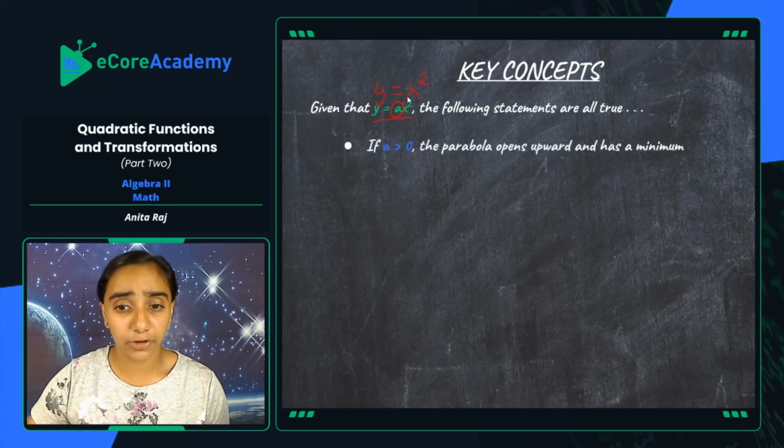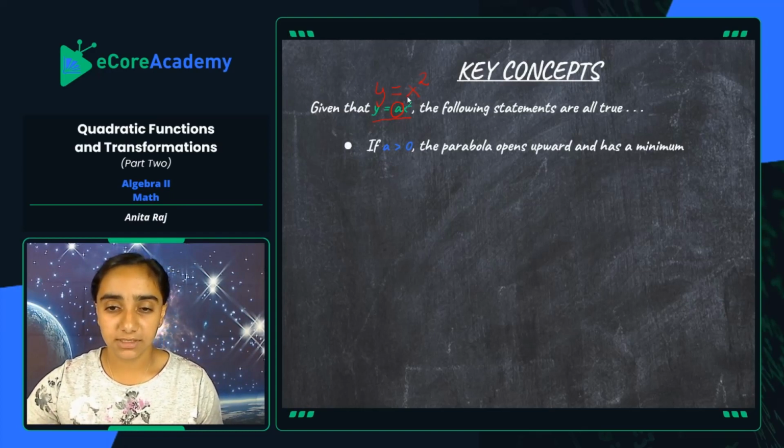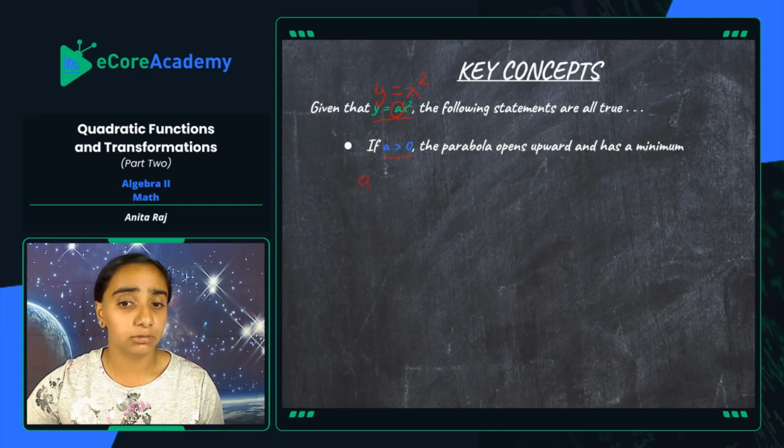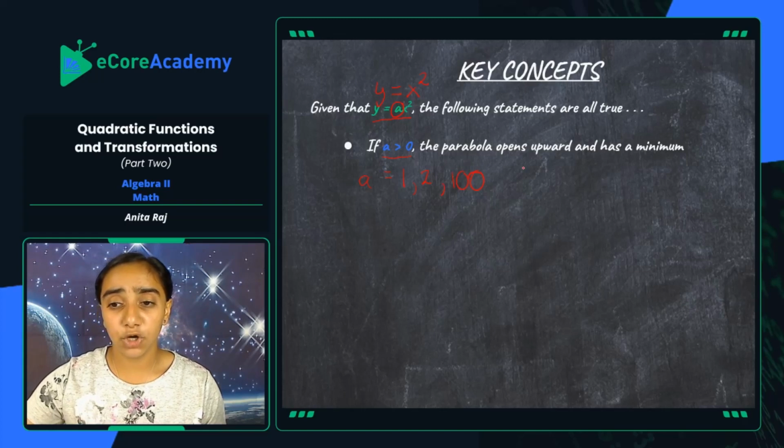If a is greater than 0, the parabola opens upward and has a minimum. Let's break down what this means. The key concept you want to take away here is a is greater than 0. So what does that mean? Well, a can be equal to 1, 2, or 100. A has to be any value greater than 0. It cannot be equal to 0. So the parabola opens upward.